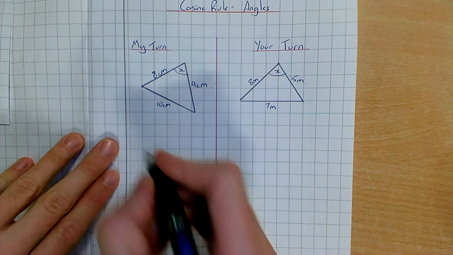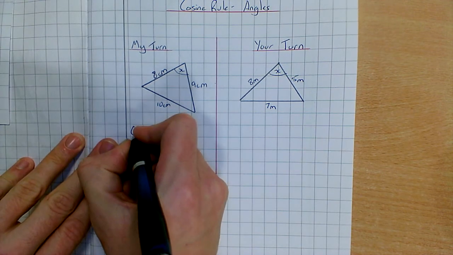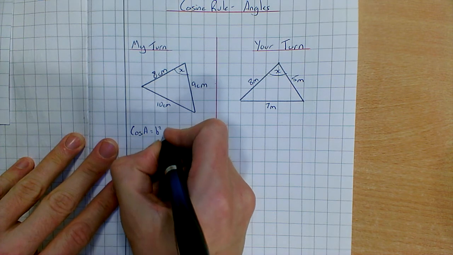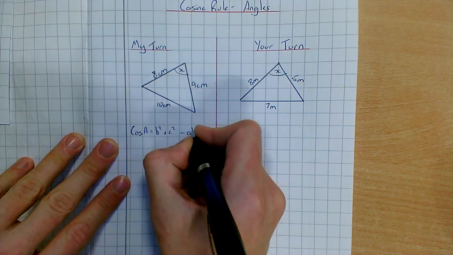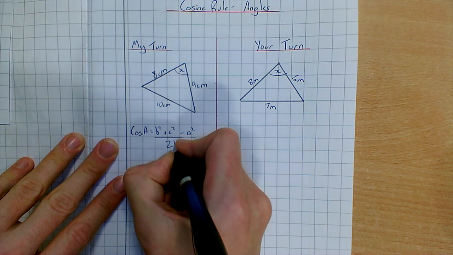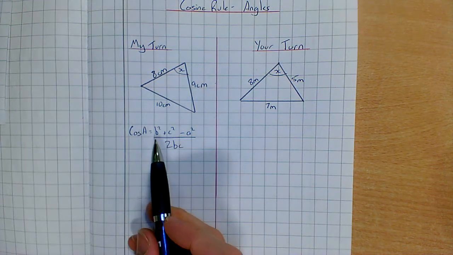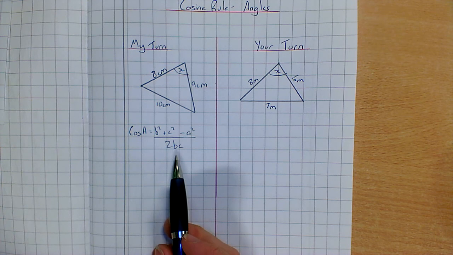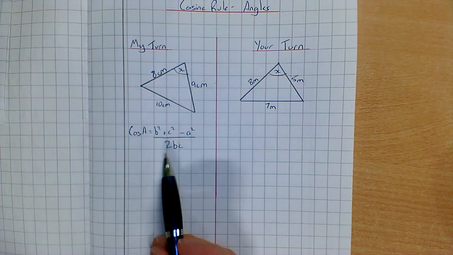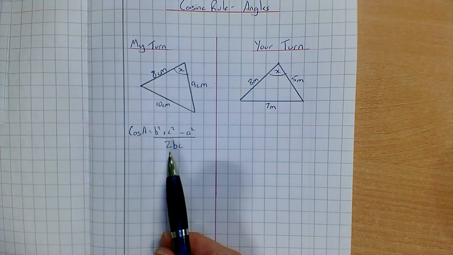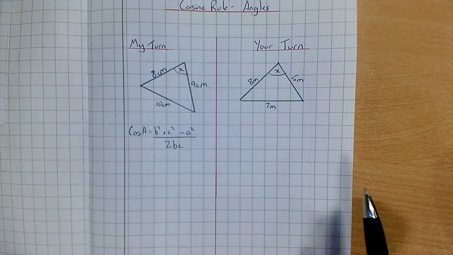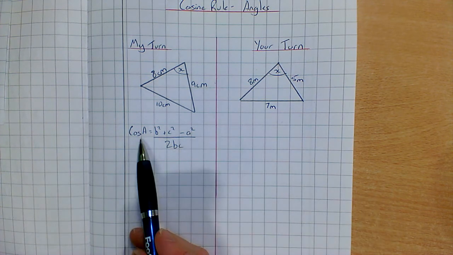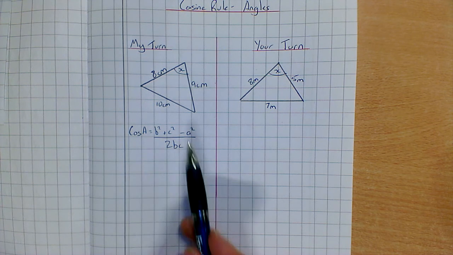So the cosine rule is cos A equals b squared plus c squared minus a squared all over 2bc. Now it's worth pointing out this is not a different formula or rule from the one you use to find a missing side. It's the same formula, it's just been rearranged to give you the angle here to make it easier to work out for you.